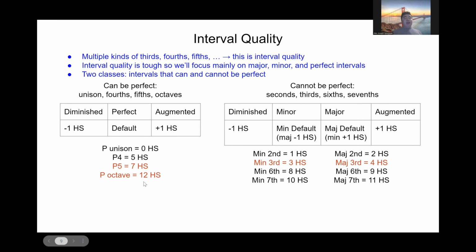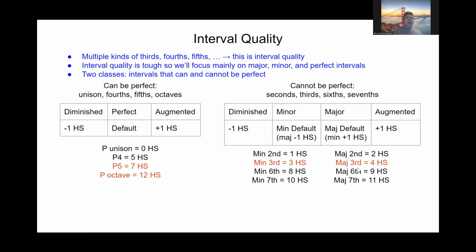Then we have our intervals that cannot be perfect. These are your seconds, thirds, sixths, and sevenths. We have major and minor flavors of each of these, as well as diminished, which is a half step smaller than the minor, and an augmented, which is a half step larger than the major. Also, the major is a half step larger than the minor version, so keep that in mind. So we therefore have that a minor second is 1 half step, but a major second is 2. A minor third is 3 half steps, but a major third is 4.